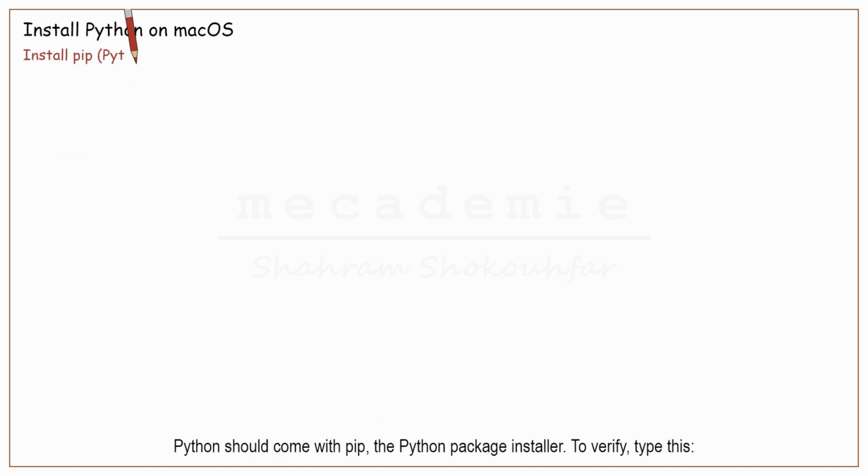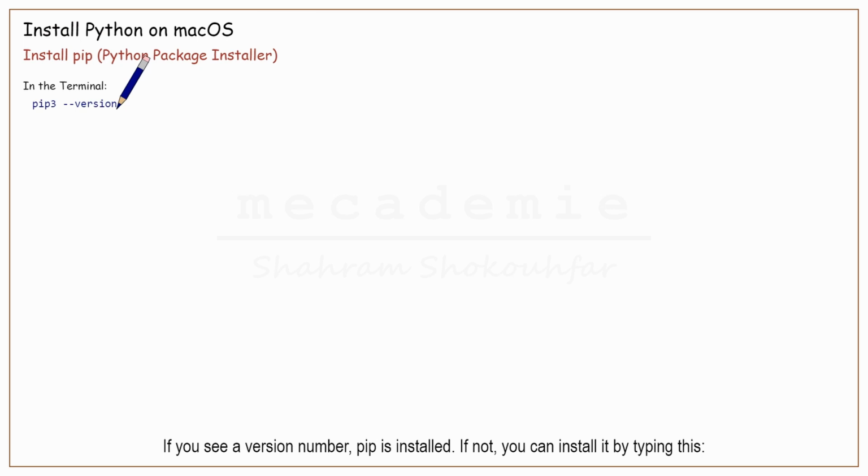Python should come with pip, the Python package installer. To verify, type this. If you see a version number, pip is installed. If not, you can install it by typing this.